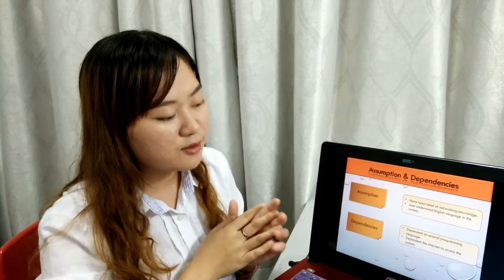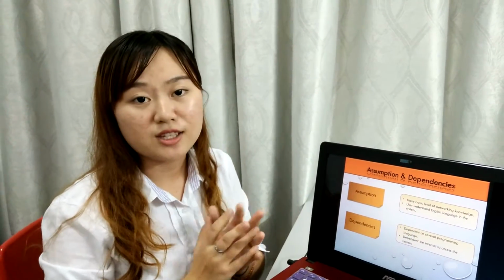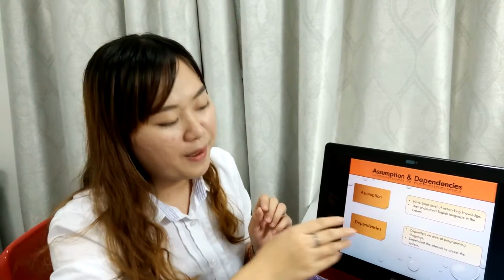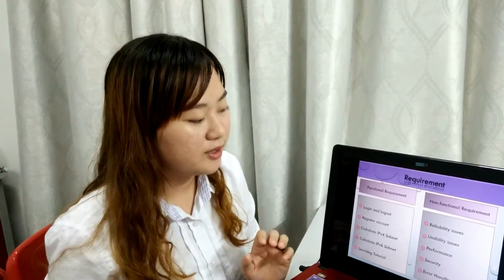And the dependencies for this system: it depends on the server programming, which is HTML, PHP, CSS, and other languages. And then this system depends on the internet to access the system. The next one is the requirement. There are 16 mandatory and 4 optional.